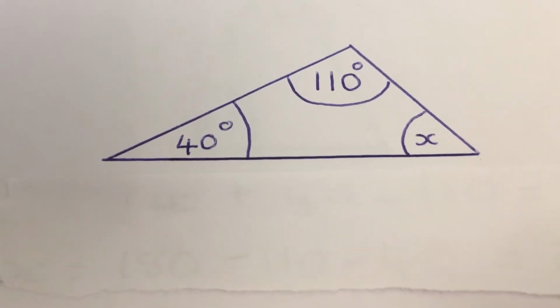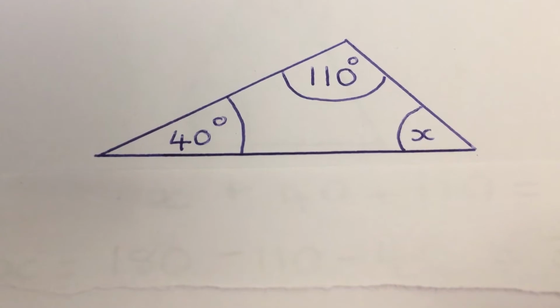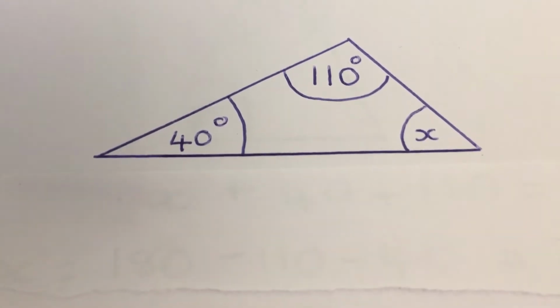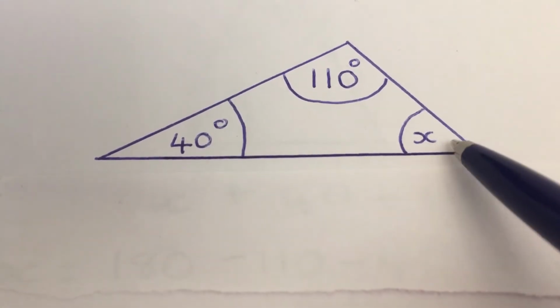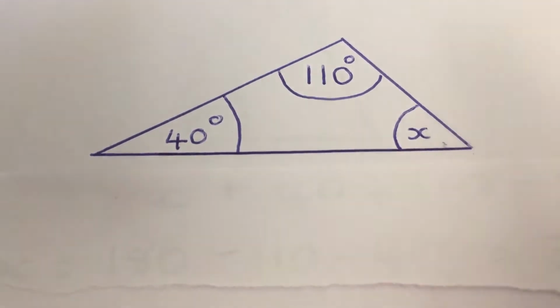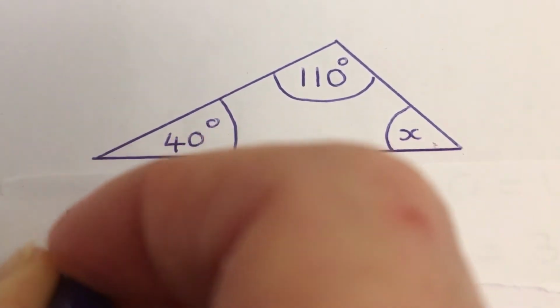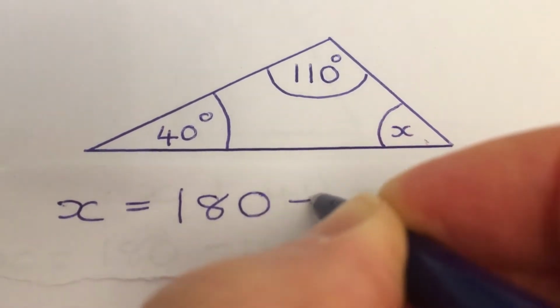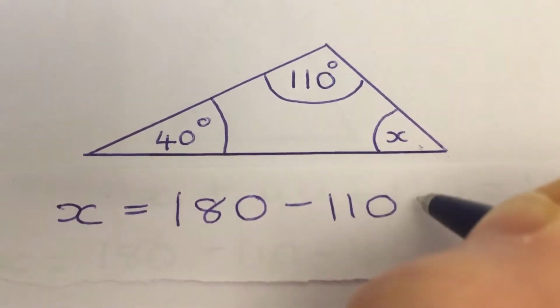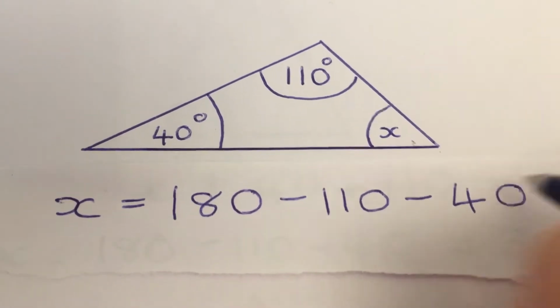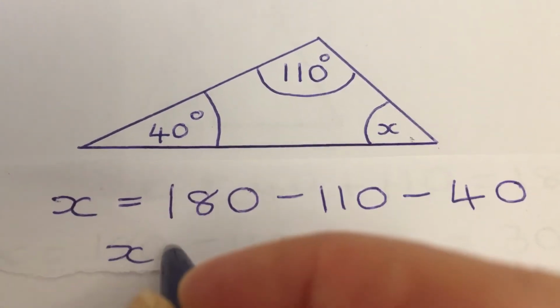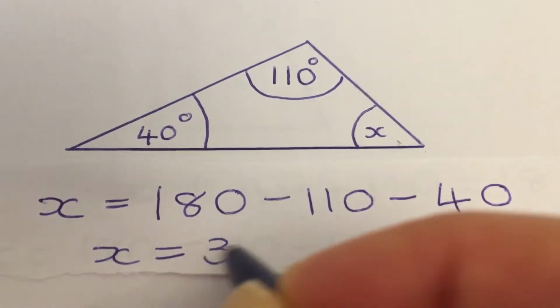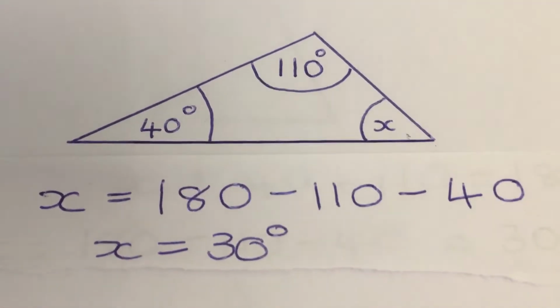Here is a triangle. Now we know that the angles in a triangle add up to 180 degrees. So to find this unknown angle here marked x, all we need to do is say that x equals, we start off with our 180 and we take away the other two angles. And that gives us that x equals 30 degrees. You can use your calculator to do that.